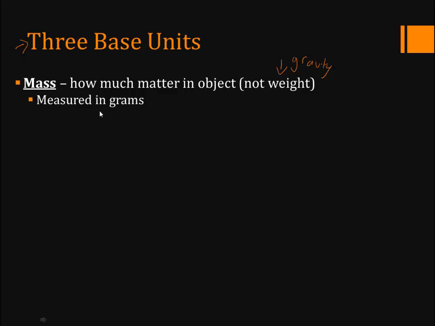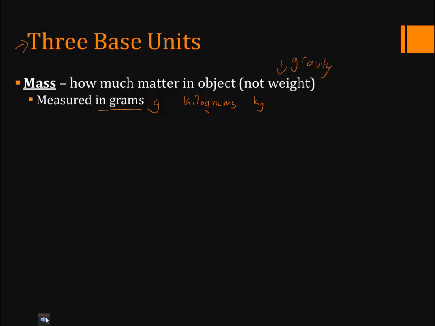The SI unit we use for mass is grams, which has symbol lowercase g. Grams are fairly small, so sometimes we use a bigger unit. It's still a gram, but we put a kilo in front of it. We'll talk about what that means in a minute. Kilograms, which would be kg.